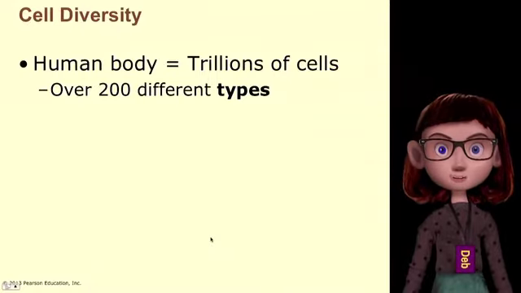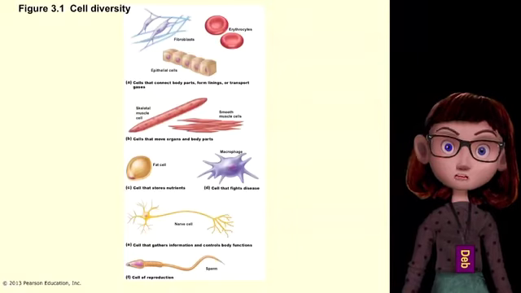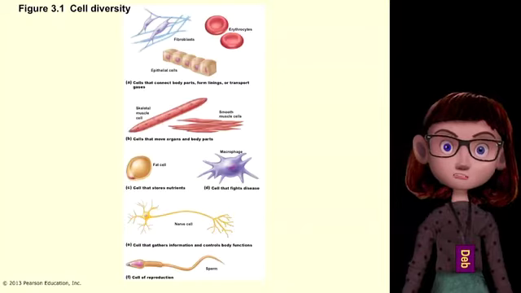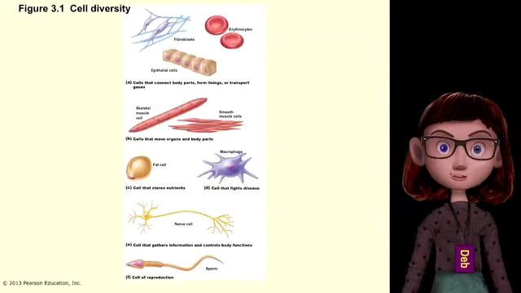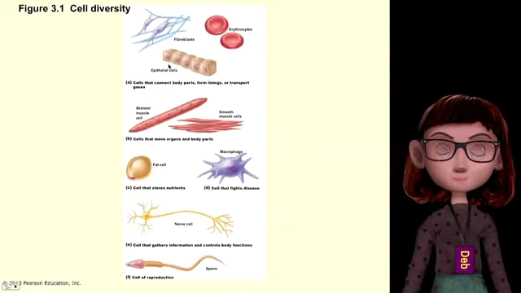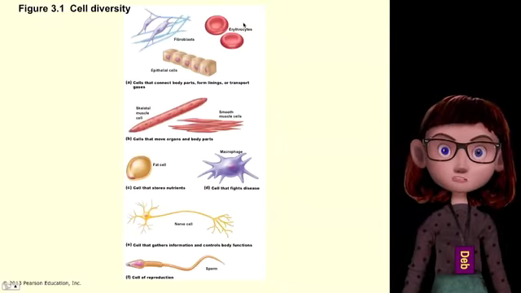Cell diversity. In the human body, we have literally trillions of living cells, but there are over 200 different types of cells. Figure 3.1 is an illustration of some of the diverse shapes, and this will also lead to diverse functioning of various types of cells in the body. This part is showing you cells that connect body parts, form linings, or transport gases. Epithelial cells, you can see fibroblasts, erythrocytes, which are red blood cells. They carry oxygen to your tissues.